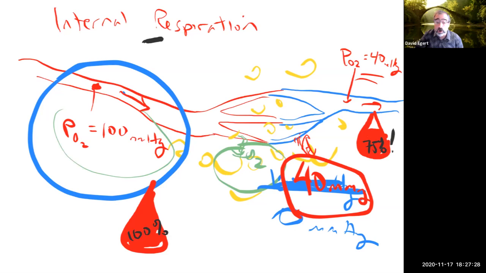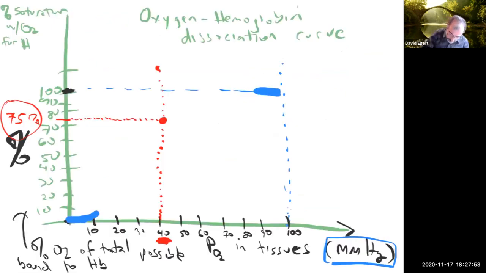right? So when you are, quote unquote, delivering the oxygen to the tissues, you're actually only giving up about 1/4 of the oxygen that you were holding on to, and you're returning to the lungs with still 75%, 3/4 of the original load of oxygen. So if we go back to our picture here, we get this kind of non-linear thing. It looks kind of like this.